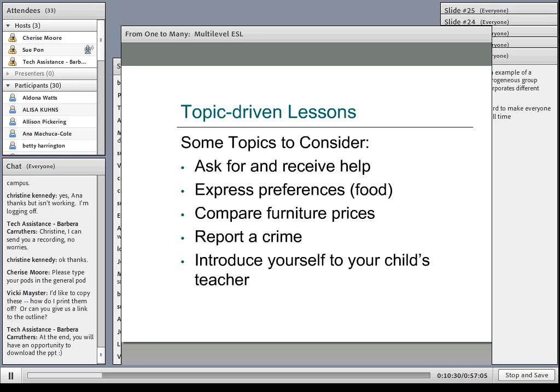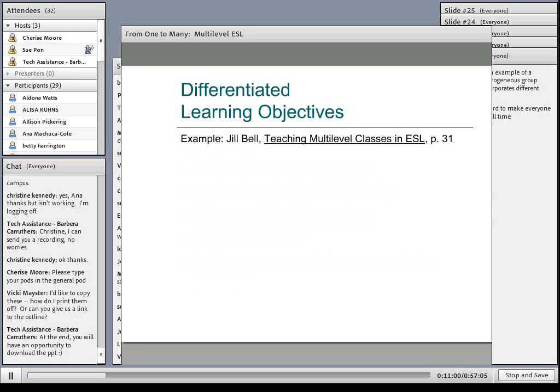Topic-driven lessons are life skills competency-based lessons as opposed to language or skill-based. So take a moment to look at some of the examples that I have here. Many of you already teach topic-driven lessons. So let's look now at how to develop them for the multi-level class. And let's start with the learning objectives.